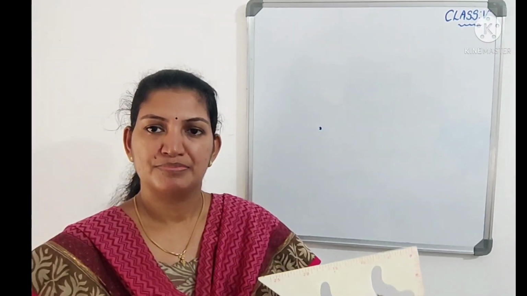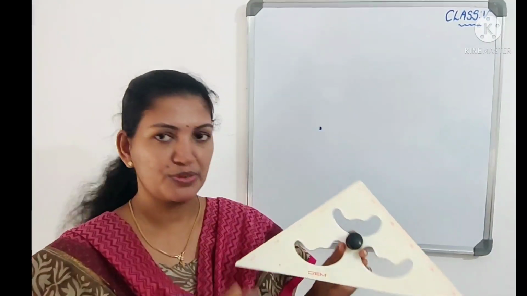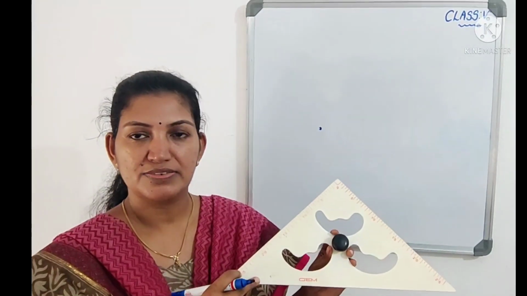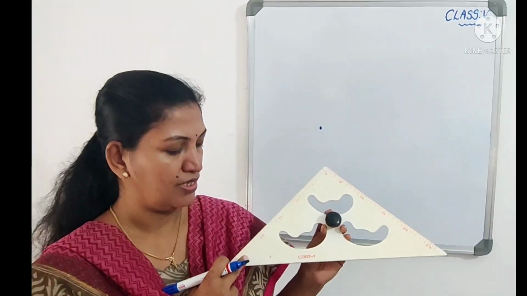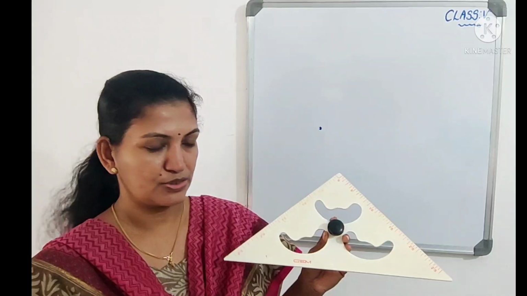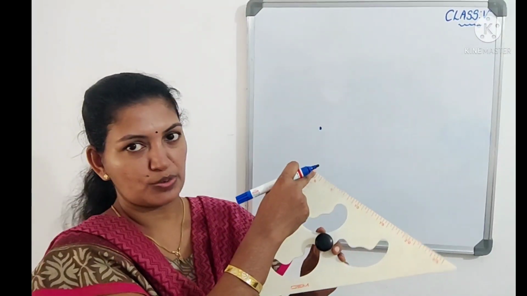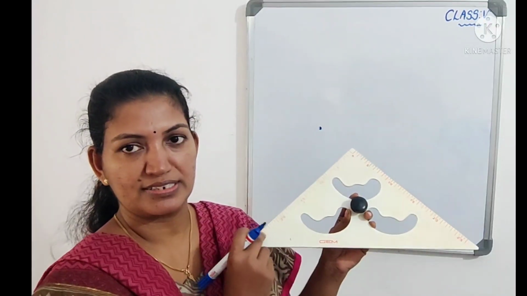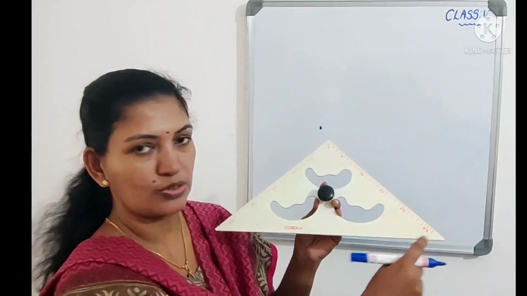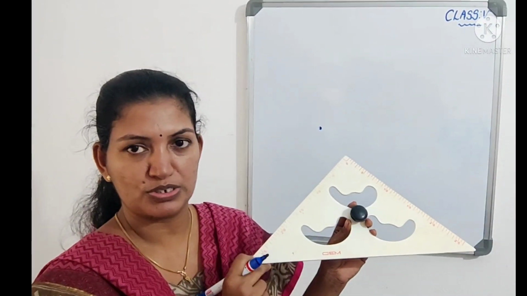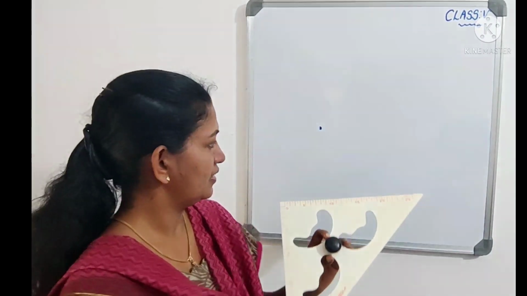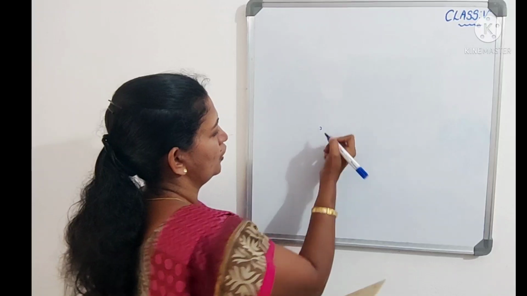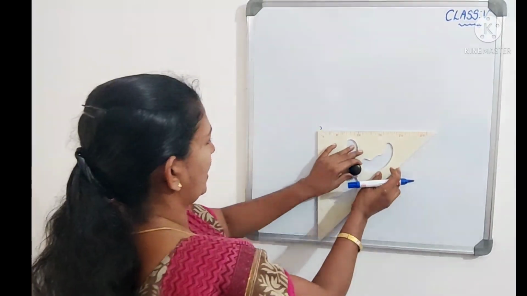Next we are drawing another figure using a set square. In this figure we are using another set square in your box, with one square corner and two other corners that are the same. So we are using this set square. Then how can you draw? First put a dot, then draw a line.